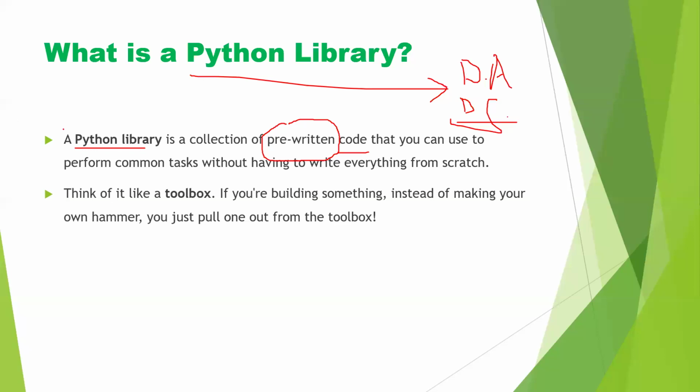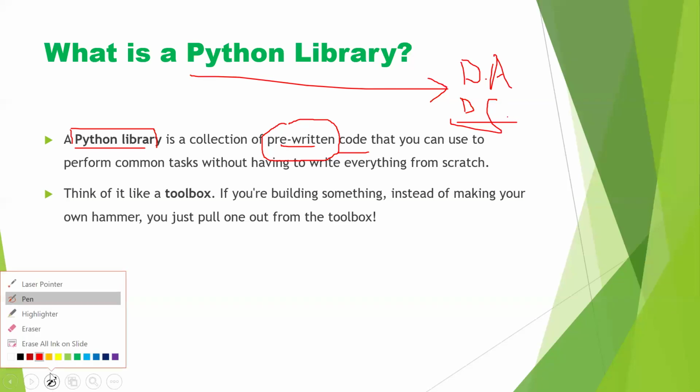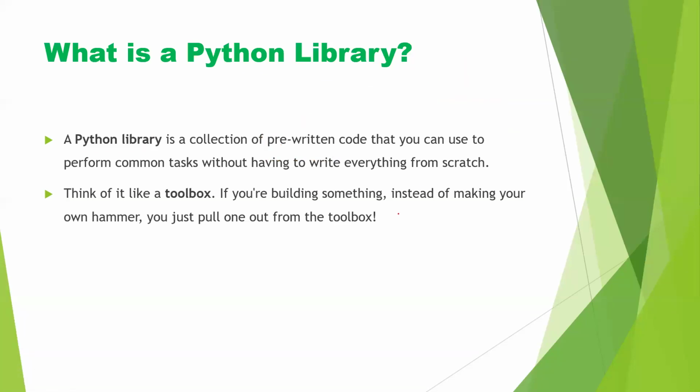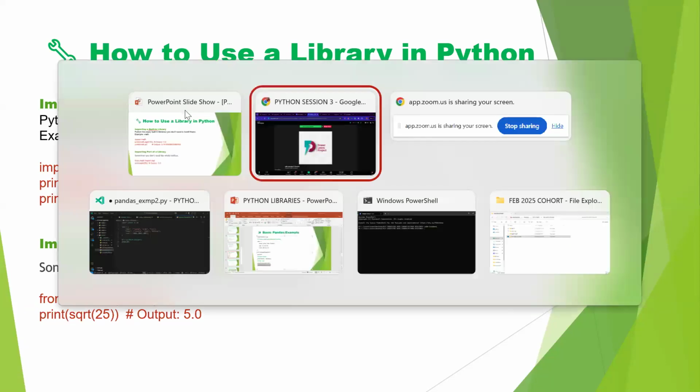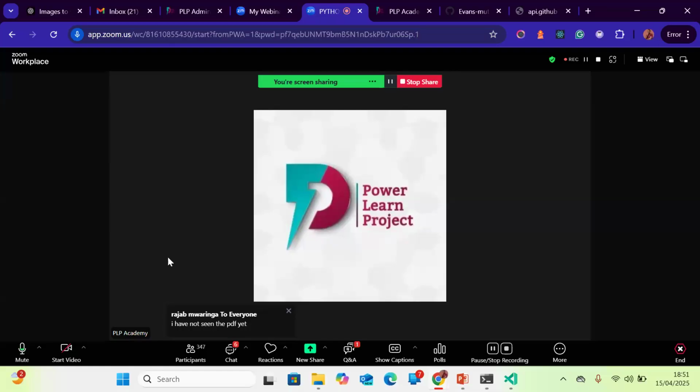So we have said a library is just a collection of pre-written code. So if we have pre-written code, that means we are working with Python libraries. We have two types of libraries. We have the built-in libraries, then we have libraries that we have to create by ourselves.